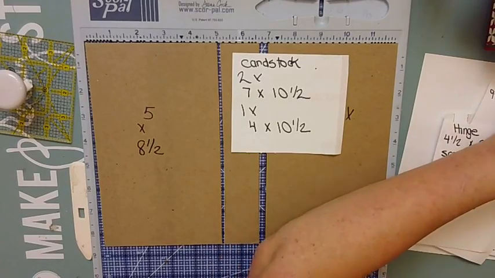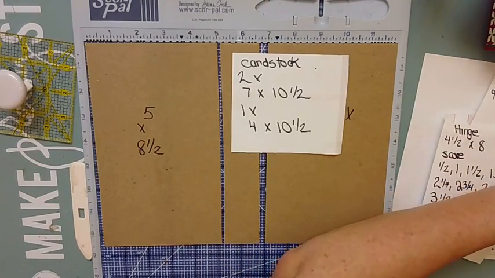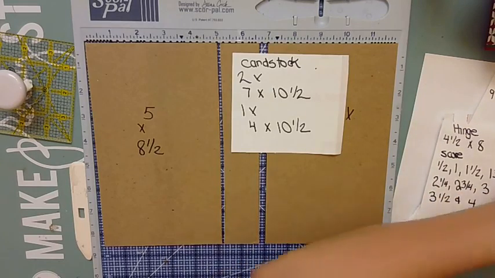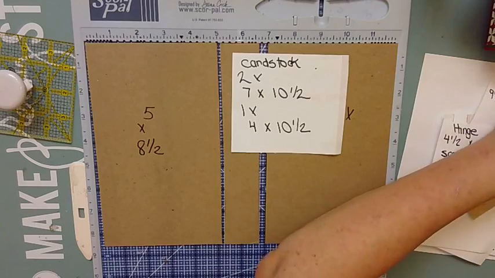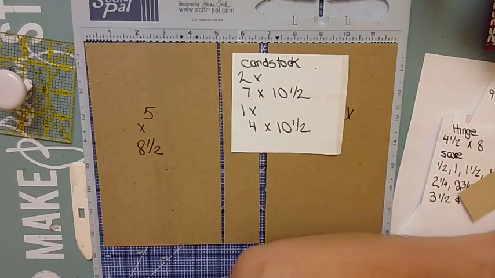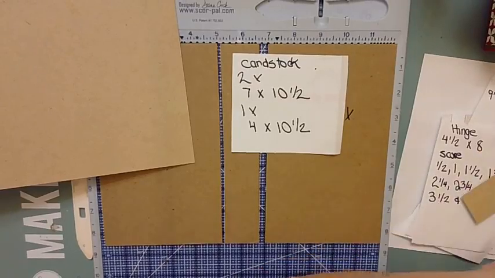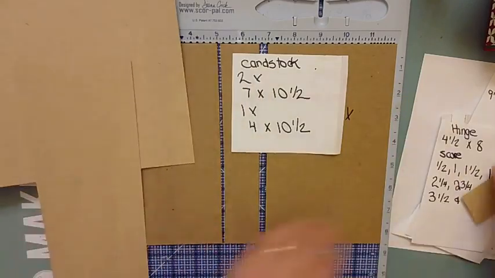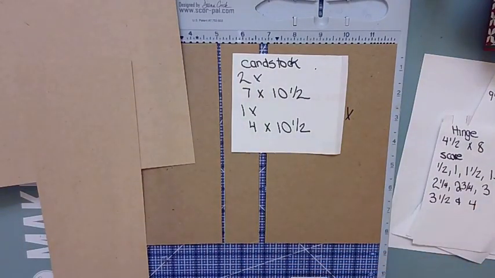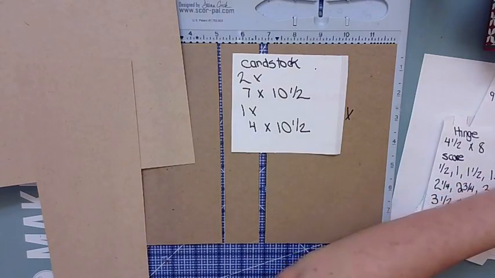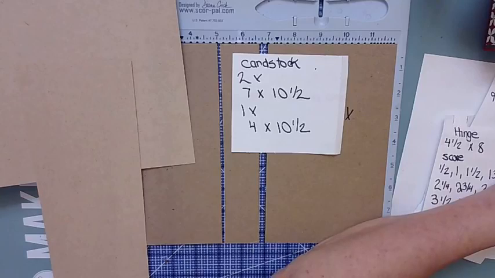So 10.5. And then do my 7. So 1 of my 7s, and then I'll cut my 4 from this. And then I need 1 more piece. Whoops. 10.5.